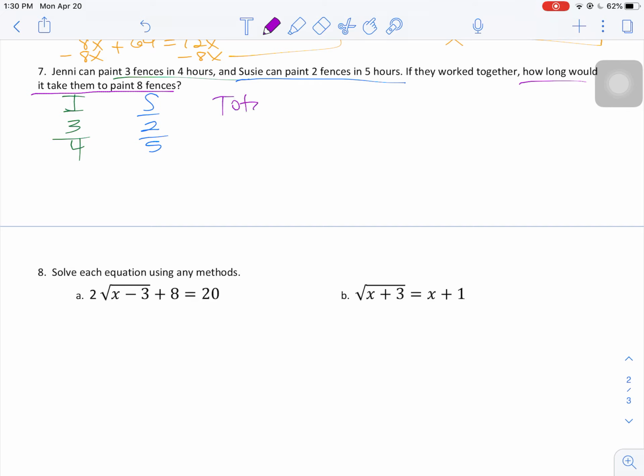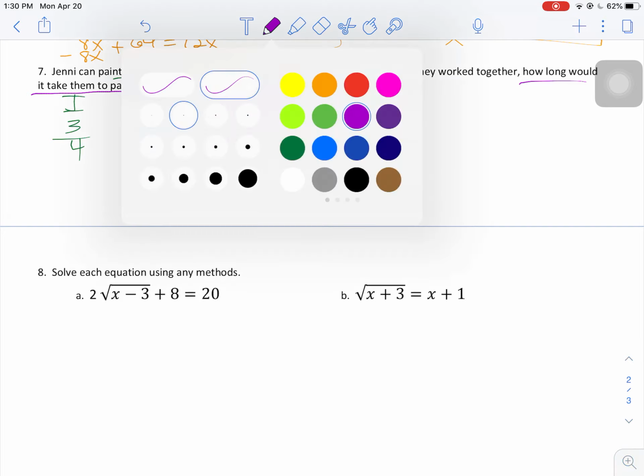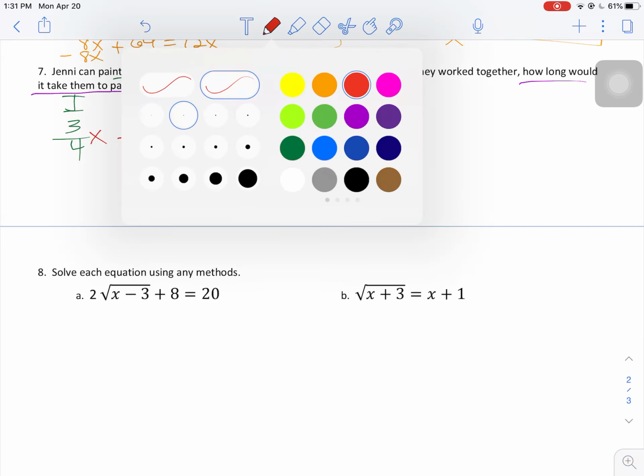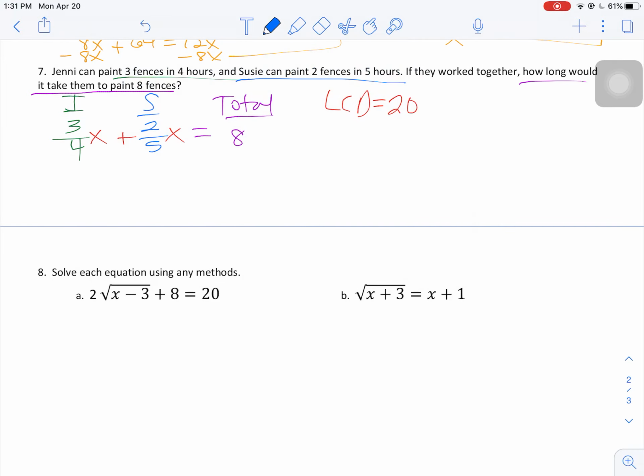So for the total jobs, we want 8 fences. And then we're just missing the x. x is the amount of time it takes them to do the jobs working together. So we put an x on both of the fractions. For a least common denominator, let's go with 20. So we're going to multiply everything by 20 to cancel out all of our fractions.